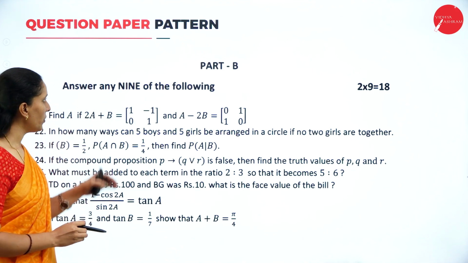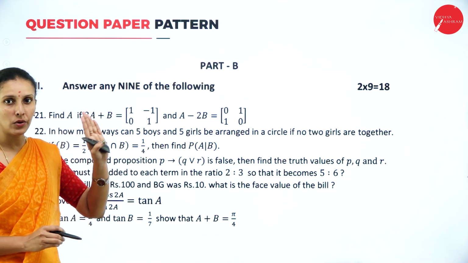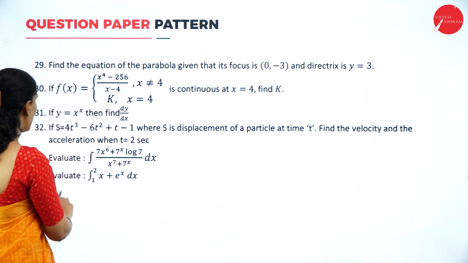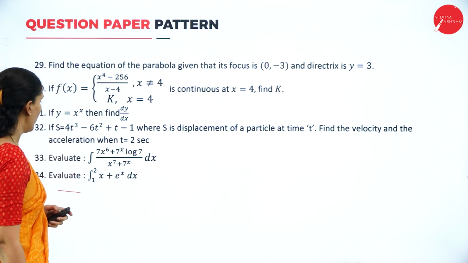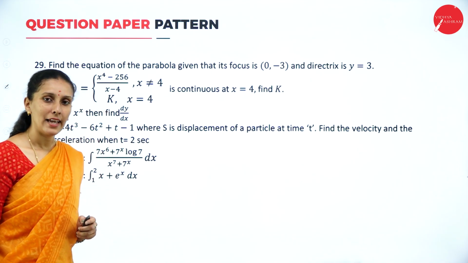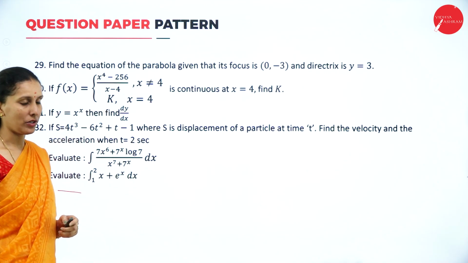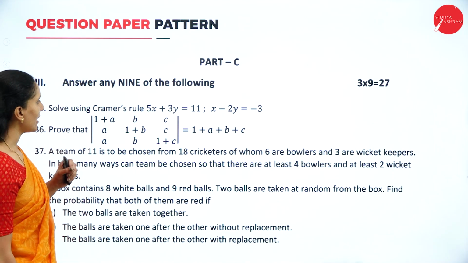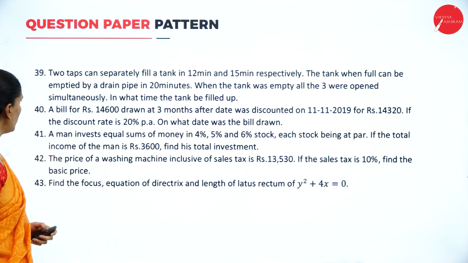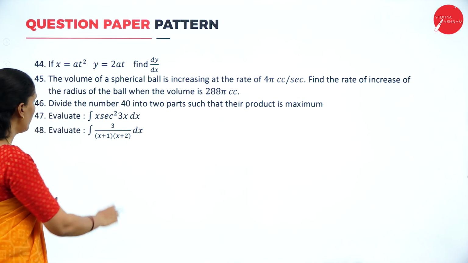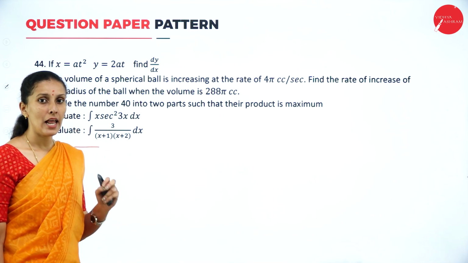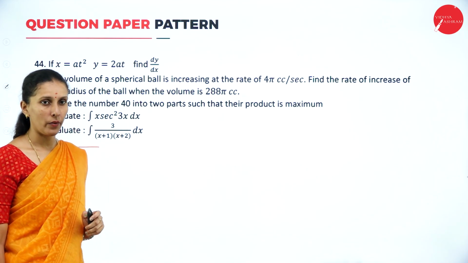As I already told you, in part B section you are supposed to answer only 9 questions, but 14 questions will be set here, from question number 21 to 34. You are supposed to answer any 9 out of these 14 questions. Next you have part C section, from question number 35 to question number 48. Here also you are supposed to answer any 9 questions out of 14.